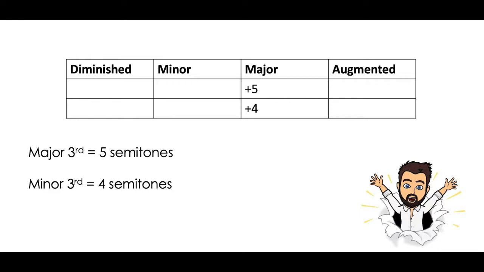Well, if we were looking at C major, we would have C, and then we'd count up 5 semitones. So C, C sharp, D, D sharp, E. The next note is E because it is 5 semitones away from C. Then we've got a minor third on top of that, and we go E, F, F sharp, G. So that takes us up to our other note, which is G. So the notes in a C major chord are C, E, and G.